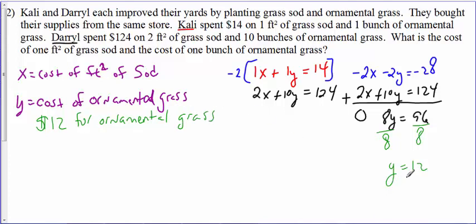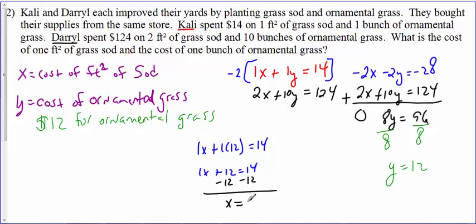Now that we know the cost of ornamental grass, we can substitute that value into the top equation and find out the cost of 1 square foot of sod. 1x plus 1 times 12 equals 14, which is just 1x plus 12 equals 14. We subtract 12, and we get x equal to 2. So it's $2 for a square foot of sod. The black and the green here are my answers. That concludes part 2 of solving systems of equation word problems.